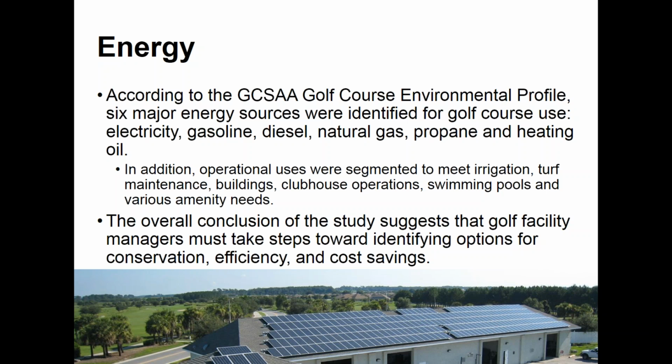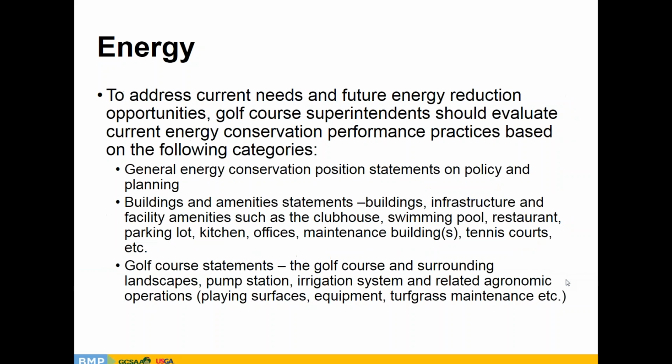The GCSAA Golf Course Environmental Profile studies that have been conducted show that six major energy sources are used on a golf course: electricity, gas, diesel, natural gas, propane, and heating oil. And other operational uses are also segmented to meet the various energy uses across the facility, whether it's in the maintenance facility, the clubhouse, the swimming areas, all of these things. An overall conclusion of the study and the profile was that golf course managers need to take steps to identify options for conservation. You can see from this photograph that this maintenance facility has embraced the use of solar energy to meet their demands for energy in their maintenance facility.